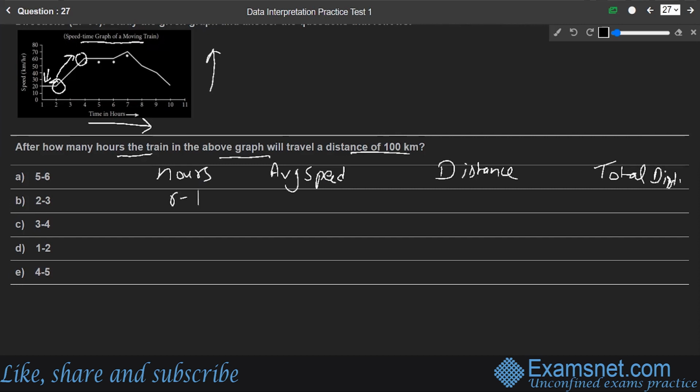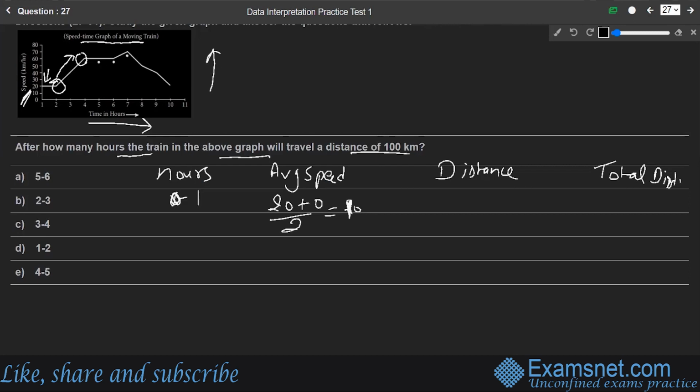First is 0 to 1 hour. Then what is happening in 0 to 1 hour? What is the average speed? Obviously in 0 to 1 hour, if you see the graph, the speed goes from 0 to 20 kilometers per hour. So we can simply write it as 20 plus 0 by 2. That is the average speed. That is going to be 10 kilometers per hour. So that is the average speed from 0 to 1, 10 kilometers per hour.